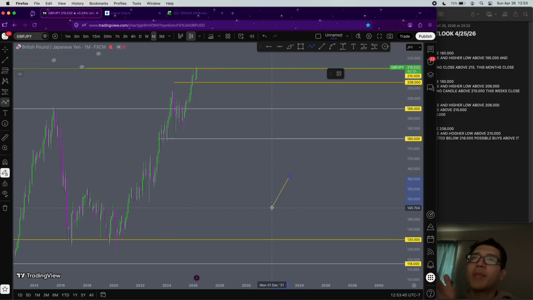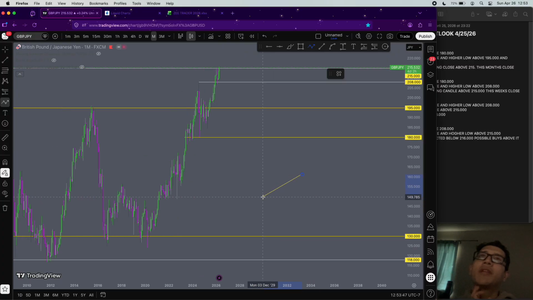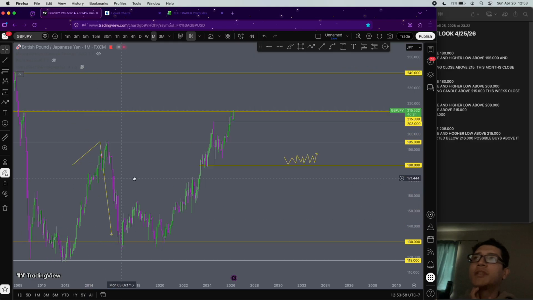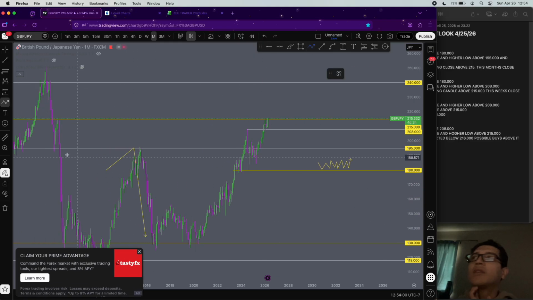It's just the main thing for me, the difference between area of supply and demand and support and resistance is just, to me, this is a support, right? But this is an area of supply right here. It's just one clean test. This is an area of demand right here. Just one clean test. So this is what I like to call support. This is what I like to call the area of demand.